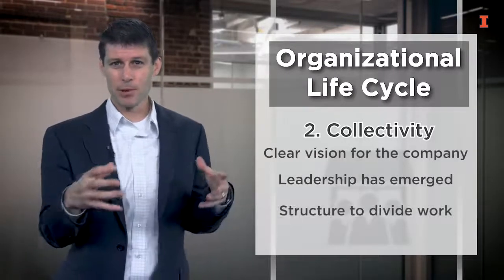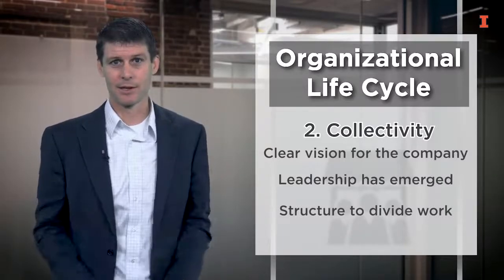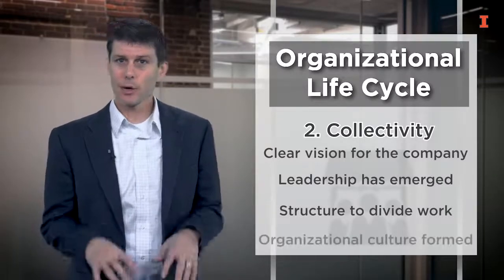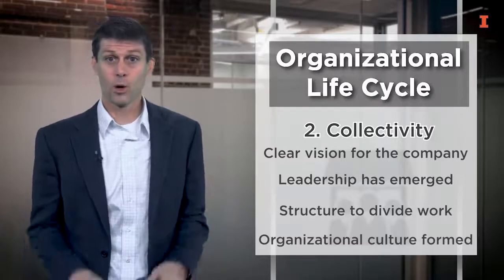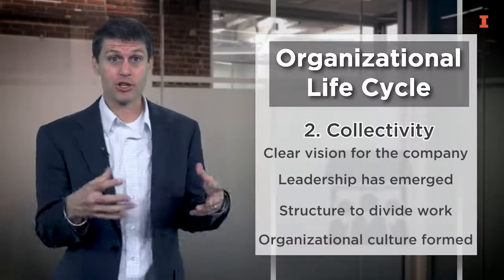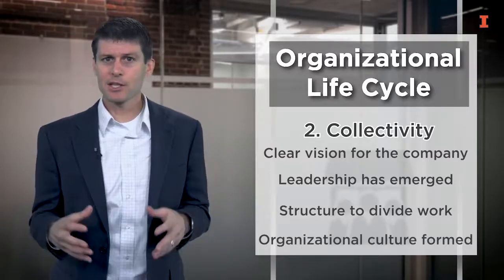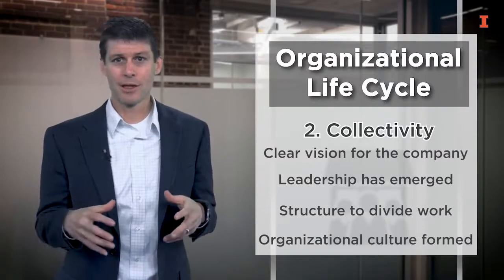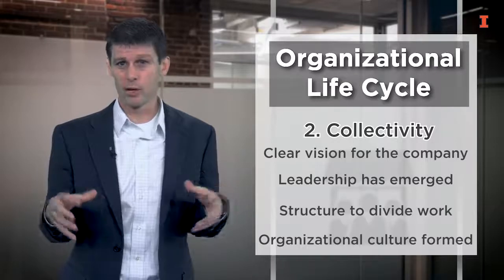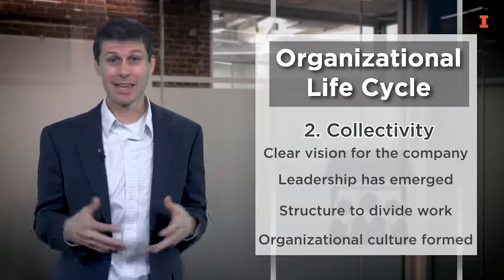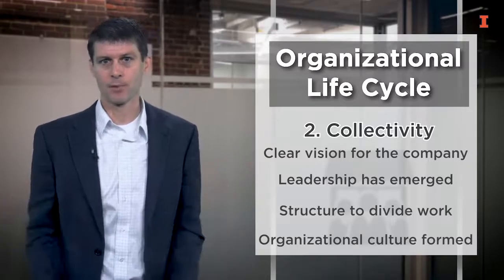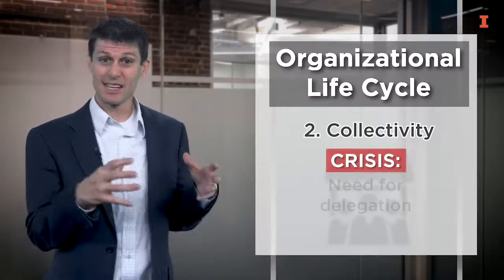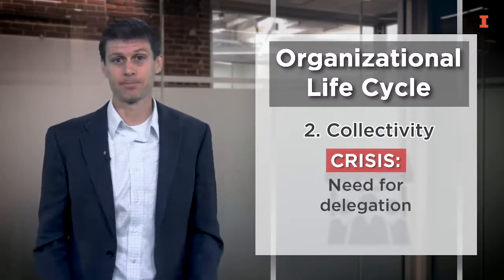Structure begins to be put in place to divide work into different specialties. An organizational culture is formed as people have a shared sense of purpose. Working norms are formed and informal structures begin to emerge. At this point, as the organization grows, there's a need to give lower-level employees more autonomy. Top management can't do it all and needs to delegate responsibility throughout the organization. So we'll call the crisis at this stage the need for delegation.